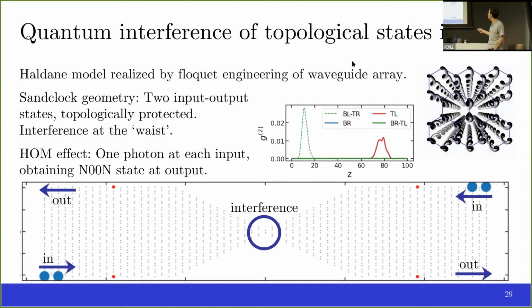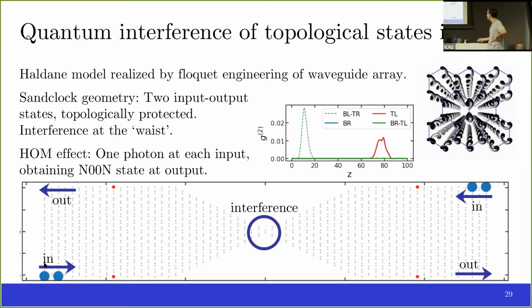For this, I consider a waveguide array realizing the Haldane model, which may be realized by a hexagonal waveguide array with helical modulation of the waveguides along the propagation axis. This emulates a Floquet topological insulator. We consider a sand clock geometry of this system, which is indicated by the figure on the bottom. This system presents the Haldane model's chiral edge states that go in this counterclockwise sense.